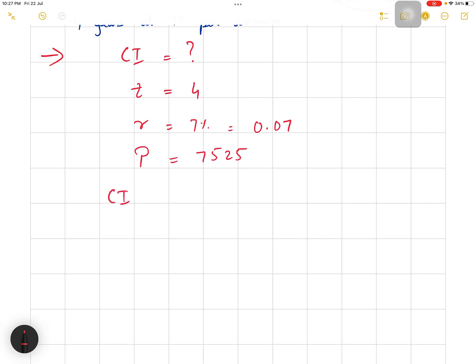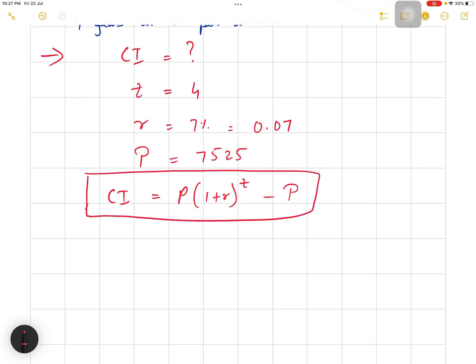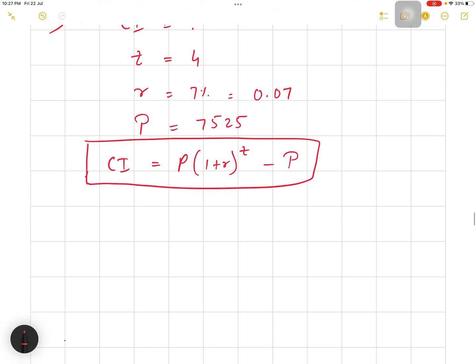So compound interest formula we know, CI is equal to A minus P, and A is P into 1 plus R raised to T, right? So this is A minus P. So this is the formula for compound interest. We'll use this formula and find compound interest. P is 7525, 1 plus R, which is 0.07, raised to T, which is 4 years, minus P, 7525.